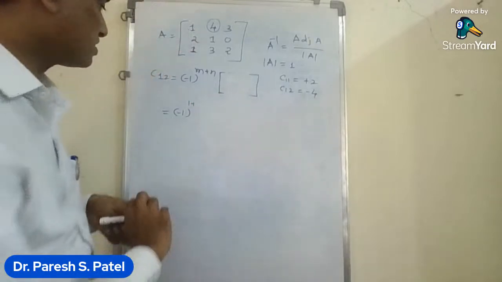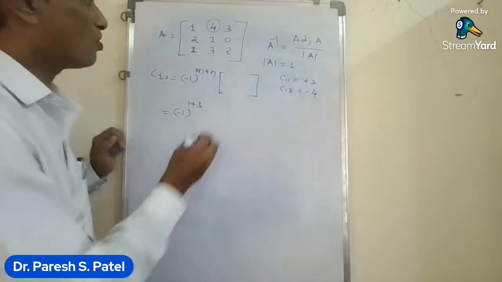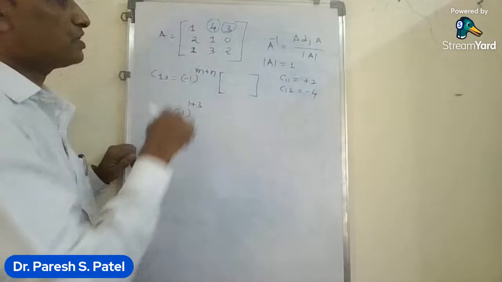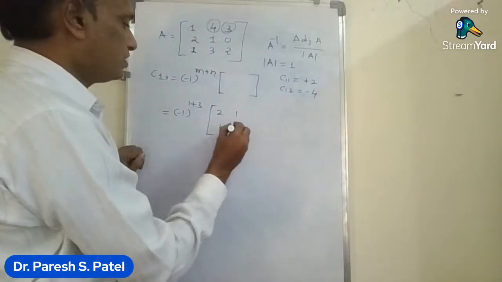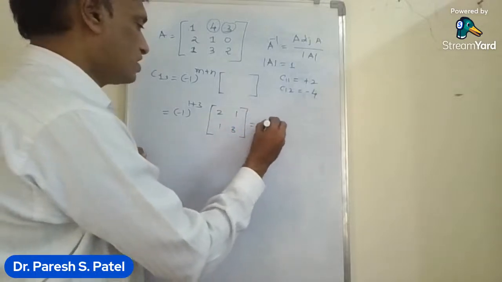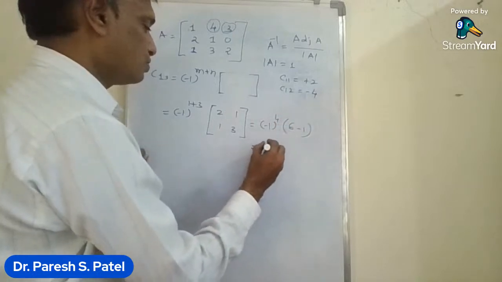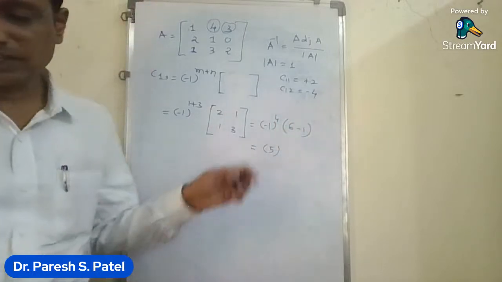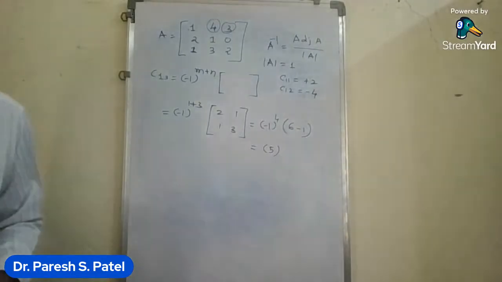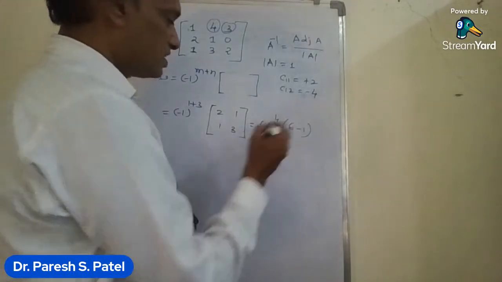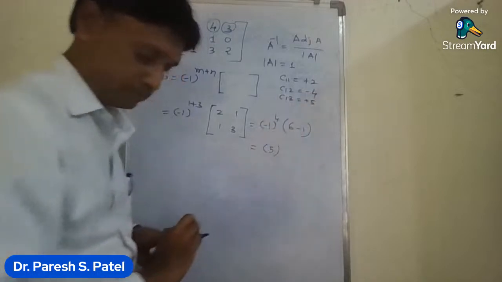Next one is C13, which means first row and third column. So the remaining elements are [2 1; 1 3], equal to minus 1 raised to 4 times (6 minus 1), which is plus 5. Why? Minus 1 raised to 4 is equal to plus 1, and 6 minus 1 is equal to 5. So the value for C13 is equal to plus 5.